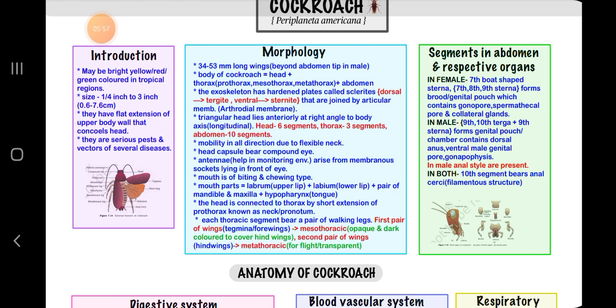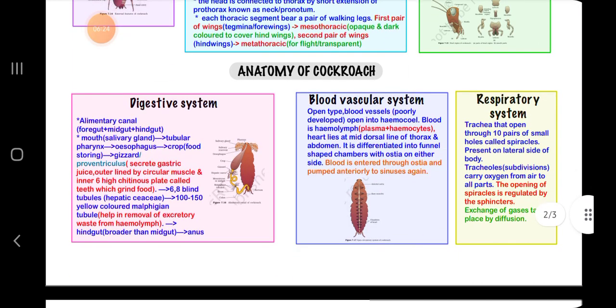In female, the 7th boat-shaped sternum forms a brood or genital pouch which contains gonopores, spermathecal pore and collaterial gland. And in male, it forms a genital pouch or chamber containing the dorsal anus, ventral male genital pore and gonapophysis. In male, anal styles are present, and in both, the 10th segment bears anal cerci, that is, filamentous structures.